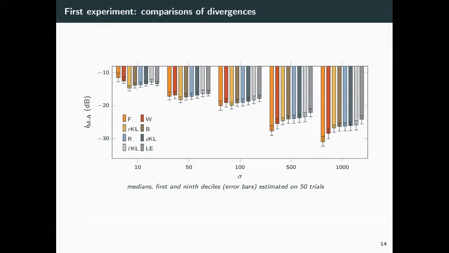And basically here we have two groups of methods. The Frobenius and Wasserstein ones perform well when the signal to noise ratio is good, but they behave poorly when it's not the case, and the other methods are more robust to this parameter here. And the right Kullback-Leibler divergence on this data is particularly efficient here.